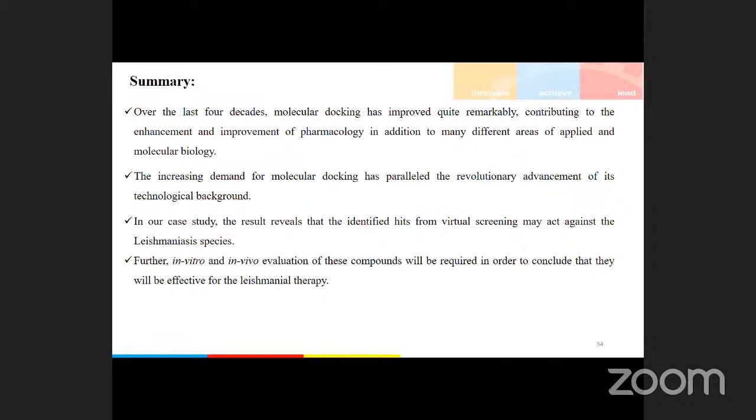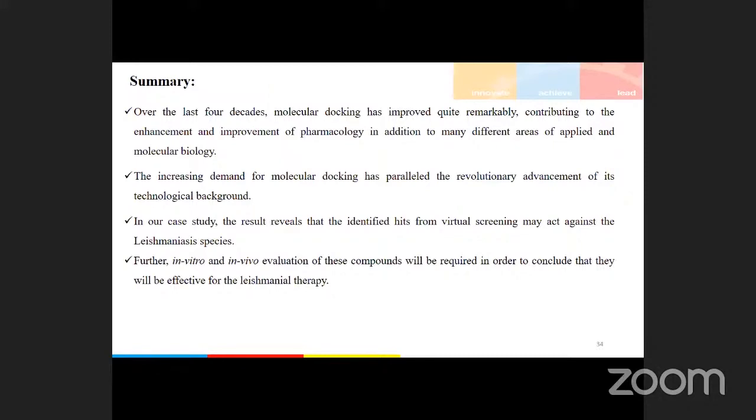And the increasing demand for molecular dynamics: that one graph from recent literature depicted that in recent years, that is 2015, 16, 17, 18, the number of publications has increased several fold, with the revolutionary advancement of the technological background.